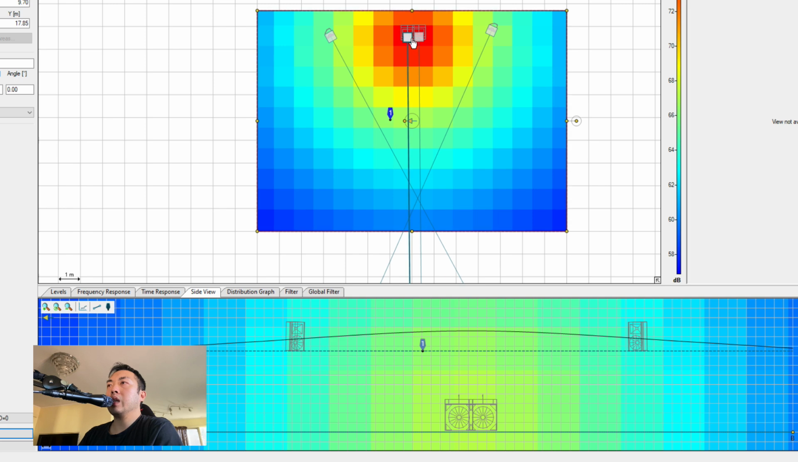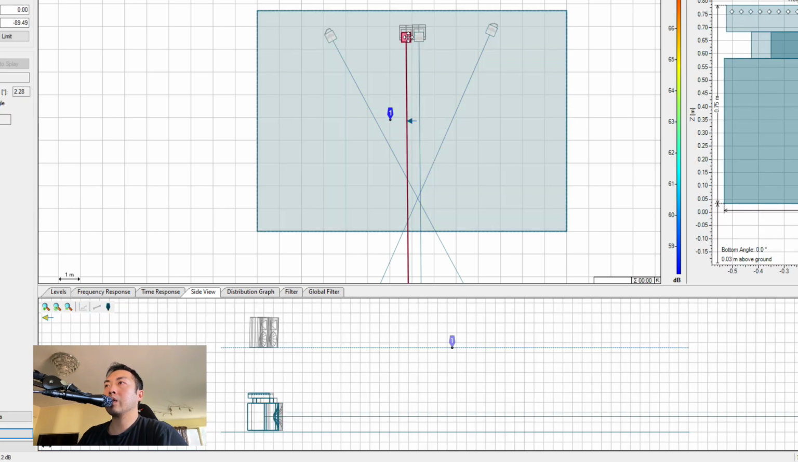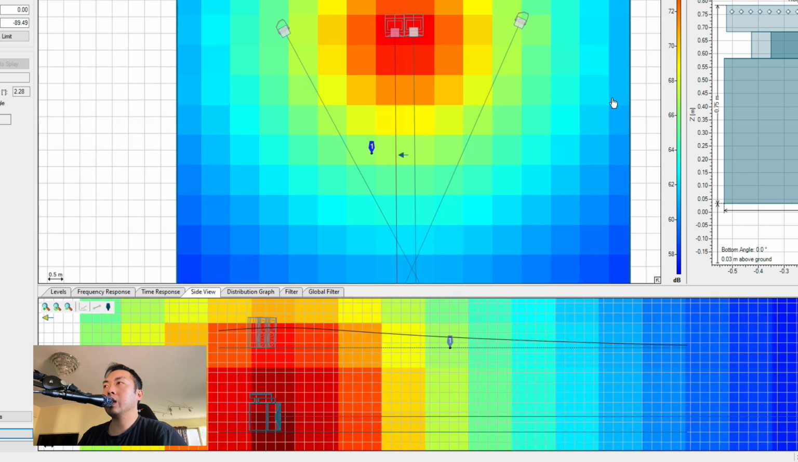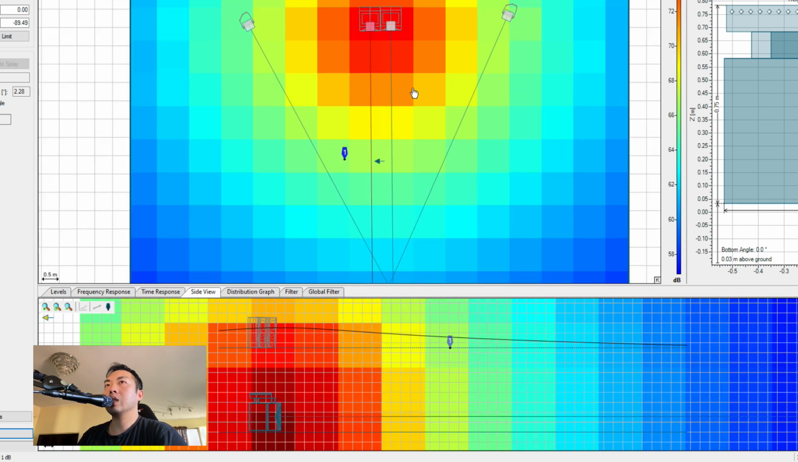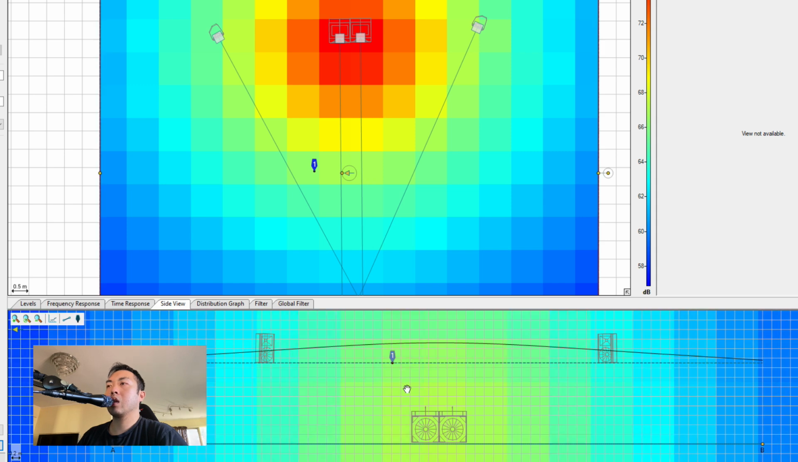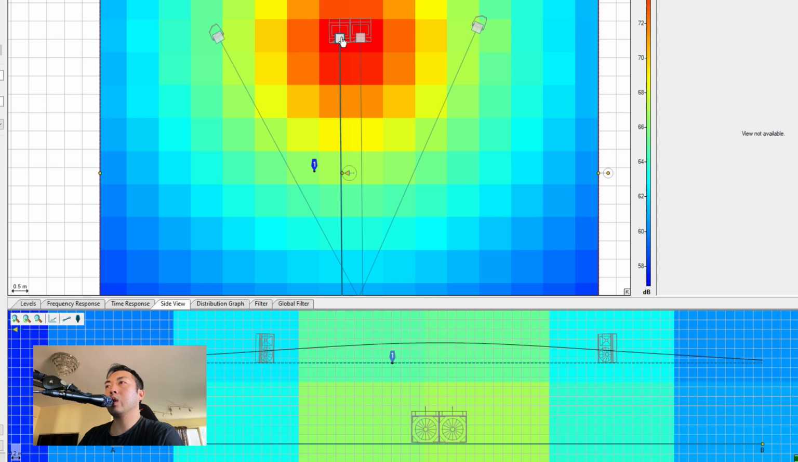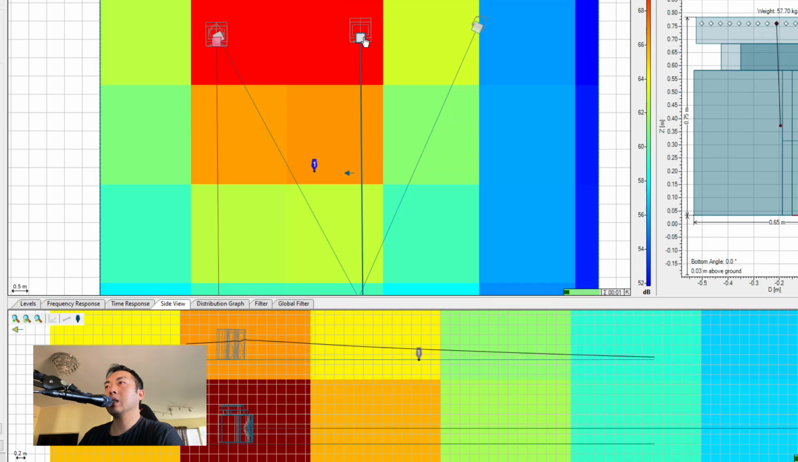Subwoofer array next to each other. I'm going to zoom in so you guys can see this. Right, a subwoofer array next to each other, and then two speakers on the side. Now, these speakers are still 2 meters. Let's see what happens to the bass when I move these subwoofers apart.